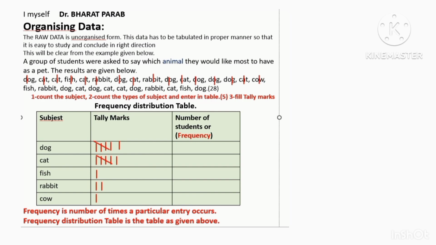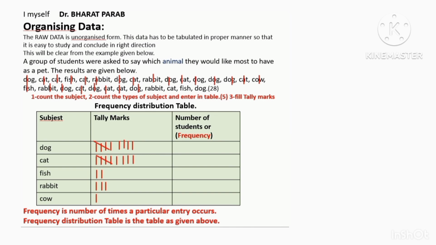Cow is only one. Now fish, then rabbit. See, I am entering it and then cancelling it. Don't get confused. Second one dog, then I am cancelling it. Cat, second cat, and then cancel it. If you want to repeat it, you should cancel very lightly so that you can erase it again. Cat, fourth one. If you practice properly, that will be very easy.